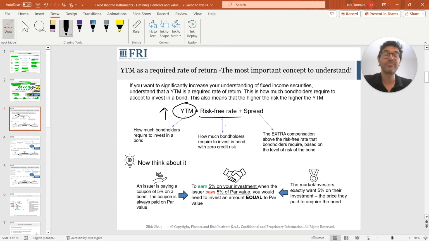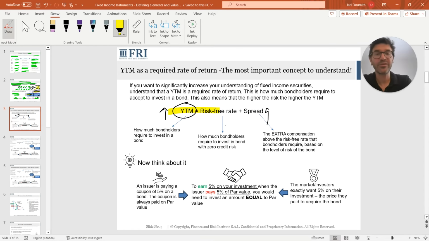But there is another fundamentally different reason why a yield to maturity on a bond could go up. It could be that the risk-free rate is unchanged, but it is the extra compensation, what we call spread, that is going up. And why would it go up for a given bond? If investors suddenly perceive that bond to be riskier, then they will no longer accept to buy that bond unless they are compensated more. So the spread on that bond will go up, and the yield to maturity will go up.